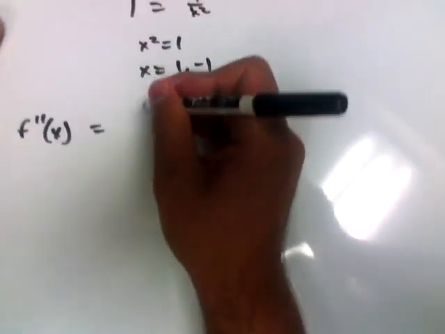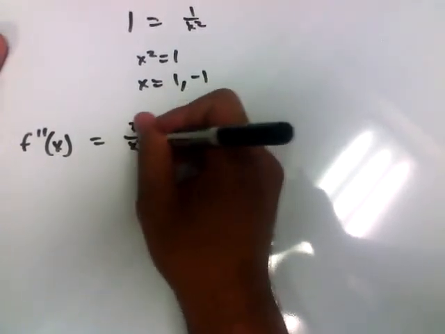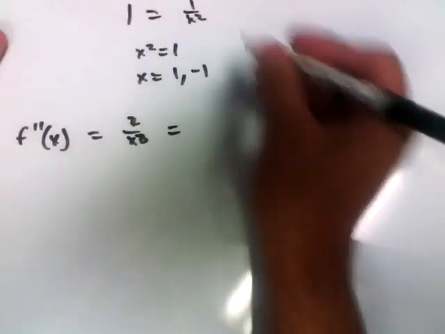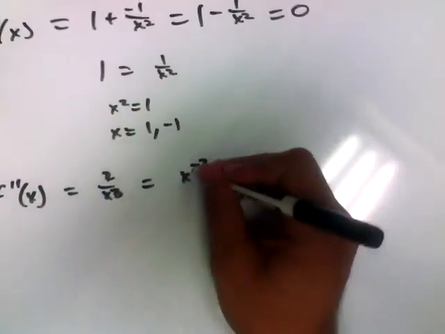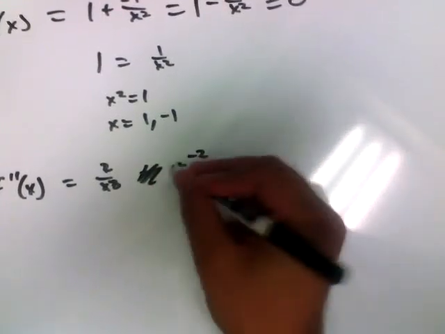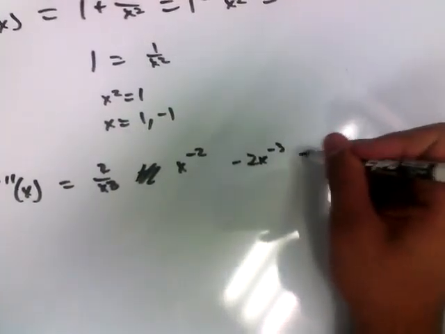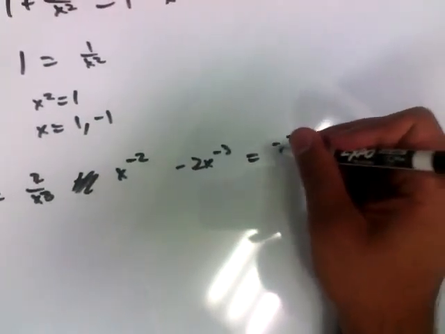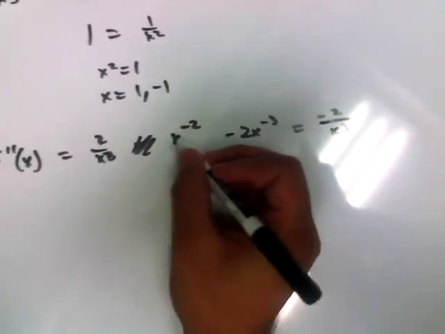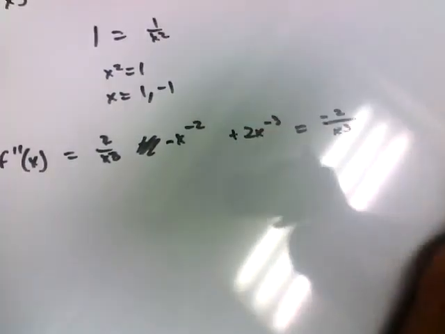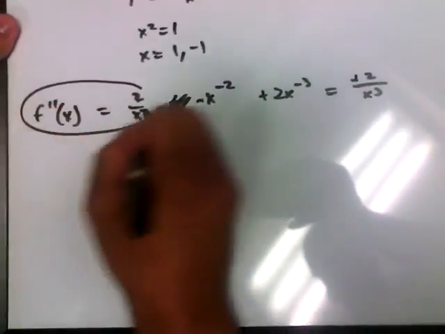which is 2 over x cubed, because this is the same thing as saying taking the derivative of x to the negative 2. So the derivative of x to the negative 2 is negative 2x to the negative 3, which in turn becomes negative 2 over x cubed. But because this was originally a minus sign in front, this changes this to a positive. So we have positive 2 over x cubed.